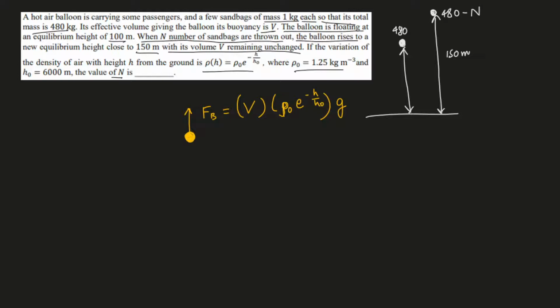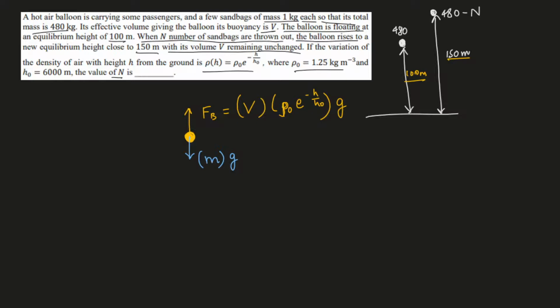Now, there can be a valid point in thinking about whether g changes or not, and yes, it does change. The gravitational acceleration does change, but when you are at distances such as 100 meters or 150 meters, that's 0.1 kilometers, it's not a huge change, so we neglect the changes in gravitational acceleration to make our lives easier. The second force acting on it is the weight of the thing, that is the mass of the balloon multiplied by g. Are there any other forces?